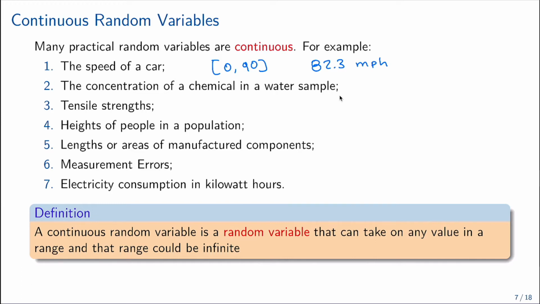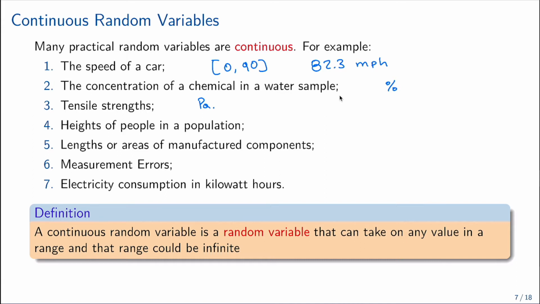It could be a percentage, and the percentage is a real number. Tensile strengths that are given in pascals in a test. Heights of people in a population, lengths or areas of manufactured components, measurement errors, electricity consumption in kilowatt hours, etc. So, what is a continuous random variable?